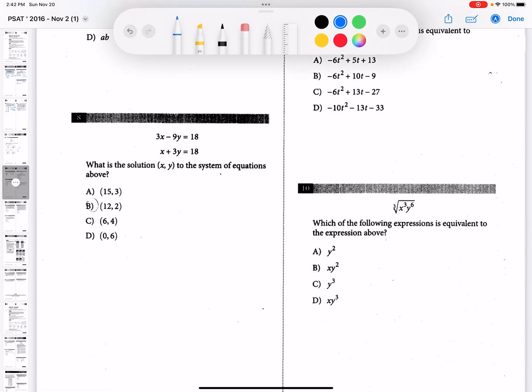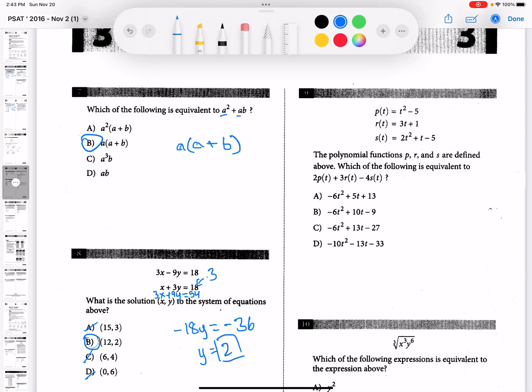Number 8. System of equations above. So what is the solution to the x and y value? I'm going to first make this equation times 3 to get 54. And if I subtract x, I get negative 18y is equal to 18 minus 54, which is negative 36. So y is equal to 2. And we can see that D, C, or A do not show y value as 2, but B does. So B is our answer.